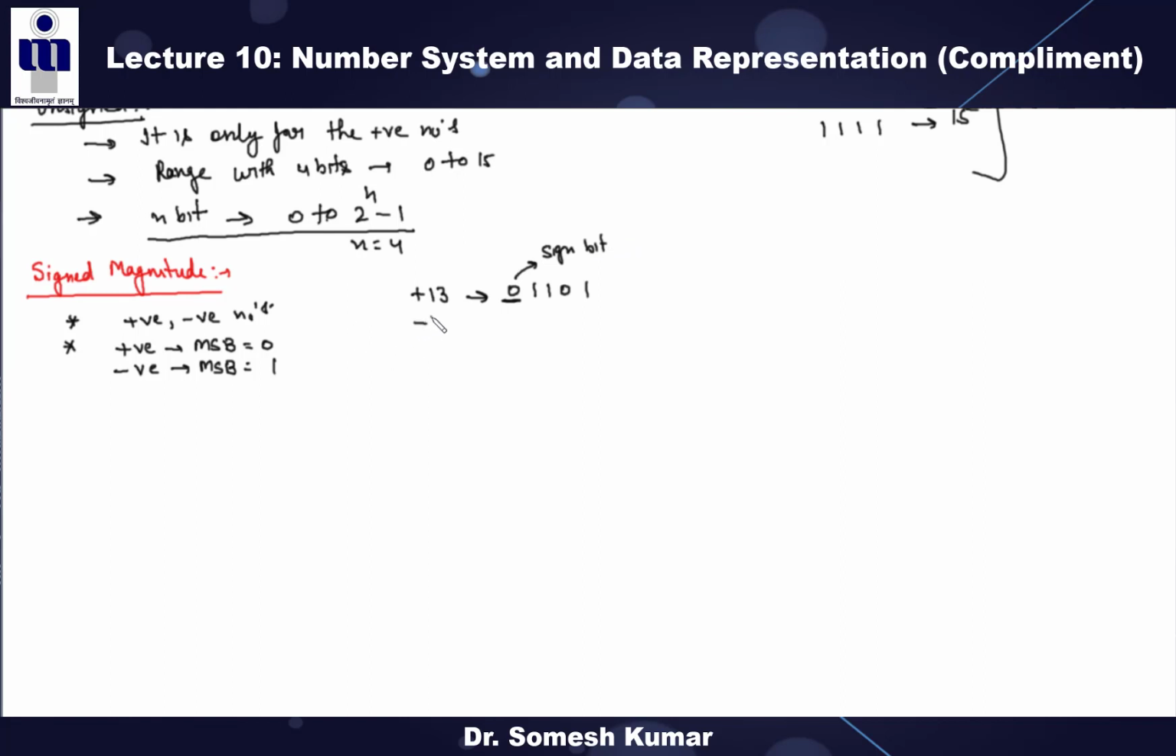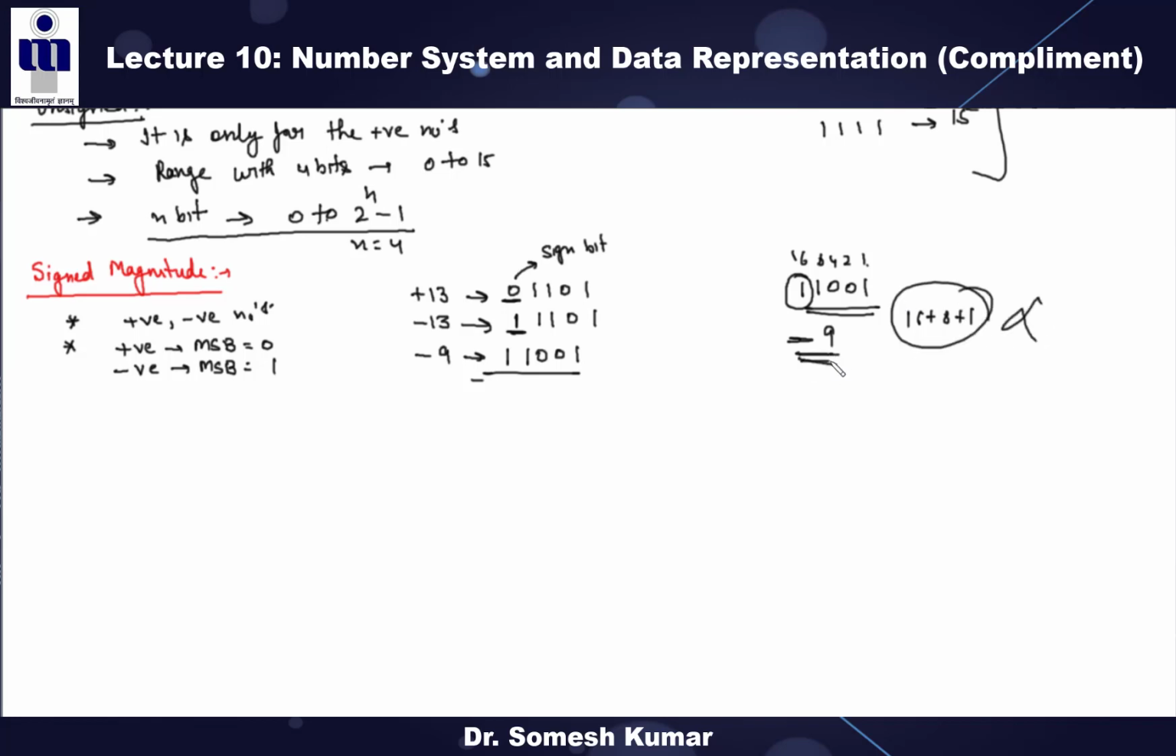How to represent minus 13 in sign magnitude? The MSB is 1. This is your sign bit, right? How to represent minus 9? 1 1 0 0 1. If it is asked that this is a binary number in sign magnitude representation, find the equivalent decimal. First you consider this 1. This 1 is there, so it is a negative number. Now you find 1, 2, 4, 8. 8 plus 1 is 9, so minus 9. It will not be 16 plus 8 plus 1. That is wrong. Like this you can find it.